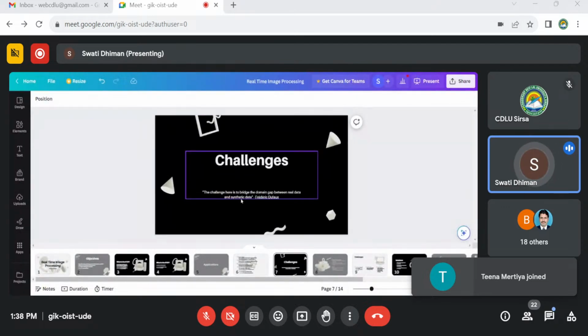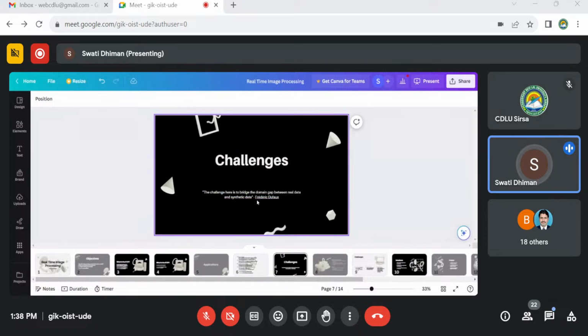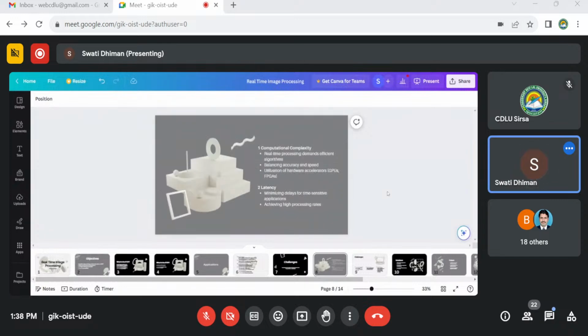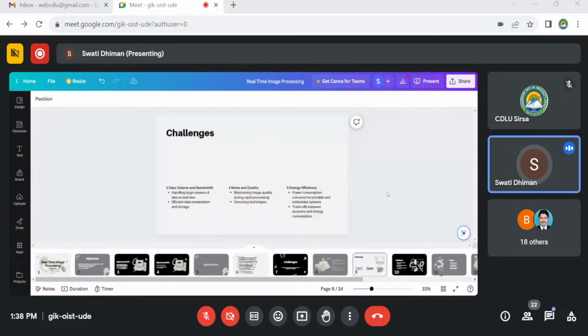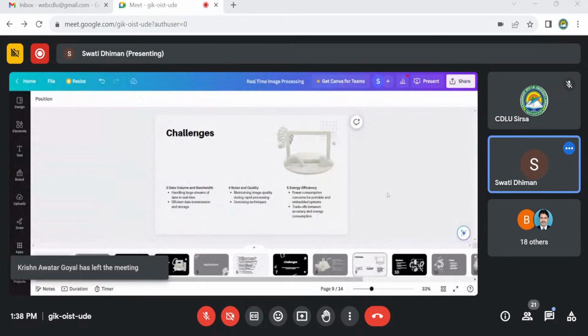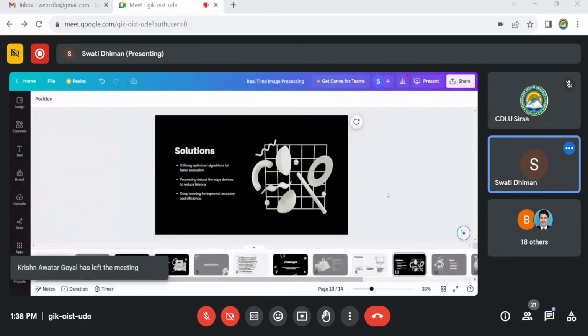The challenge here is to bridge the domain gap between real data and synthetic data, and we have to accomplish this challenge in the domain of time. So that's the major challenge. Here are some challenges listed out if you feel like reading them.